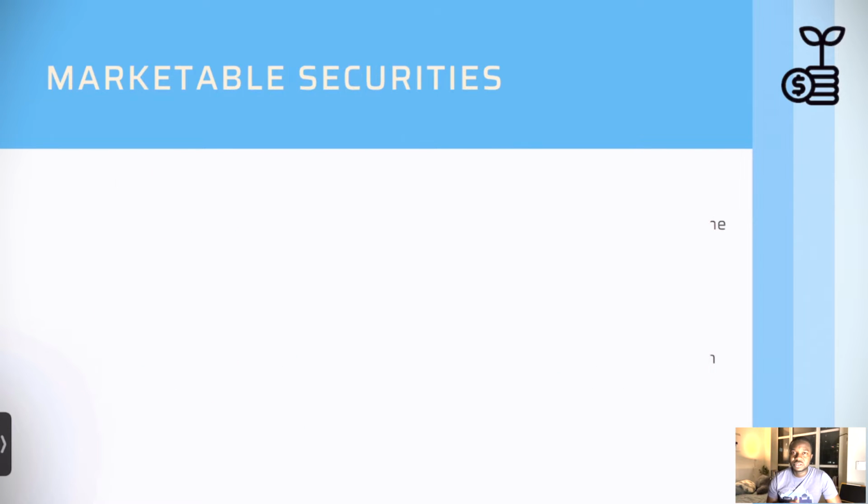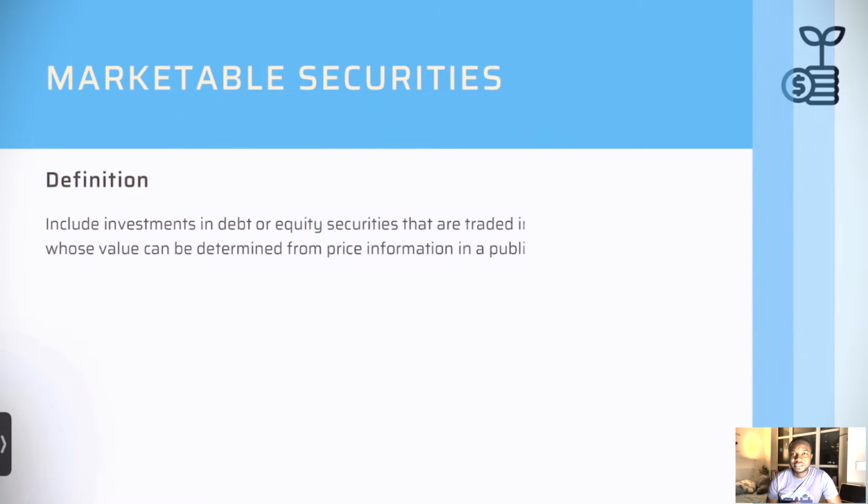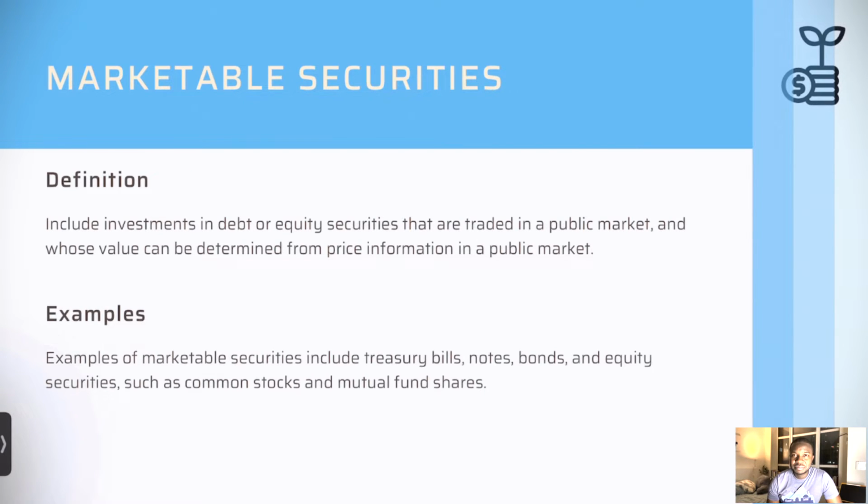Next is marketable securities. These include investments in debt and equity securities that are traded in a public market and whose value can be determined from the information that is available in a public market. Examples are treasury bills, notes, bonds, and equity securities such as common shares and mutual fund shares.